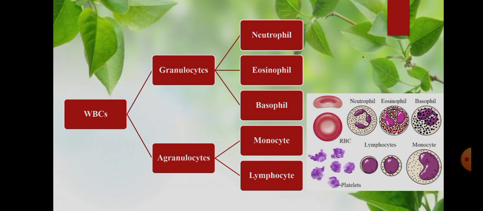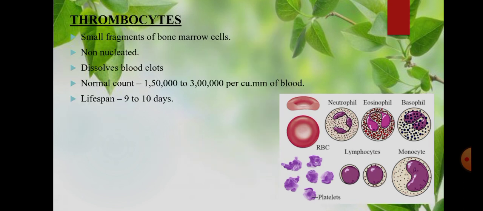So we just summarize the types of WBC. Based on the presence or absence of granules in the cytoplasm, WBCs are of two types, granulocytes and agranulocytes. Granulocytes, which are they? Neutrophil, eosinophil, basophil. Agranulocytes, monocyte and lymphocyte. Now the last formed element is the platelets, also known as thrombocytes. Okay, so platelets are the thrombocytes.